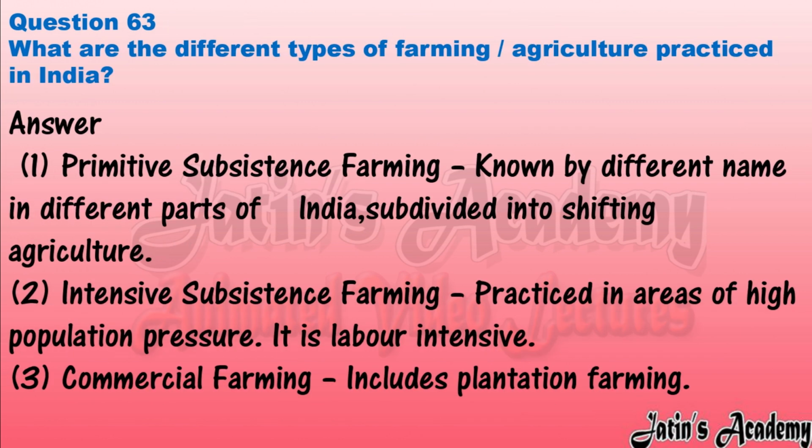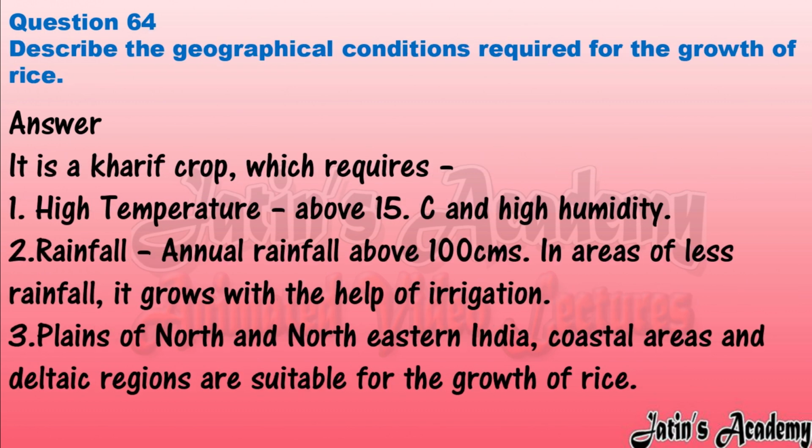Question 63. What are the different types of farming agriculture practiced in India? Answer. 1. Primitive subsistence farming, known by different names in different parts of India, subdivided into shifting agriculture. 2. Intensive subsistence farming practiced in areas of high population pressure. It is labor-intensive. 3. Commercial farming includes plantation farming.